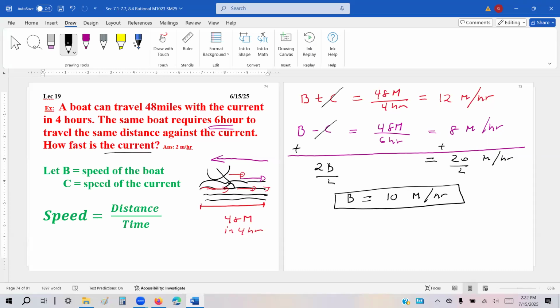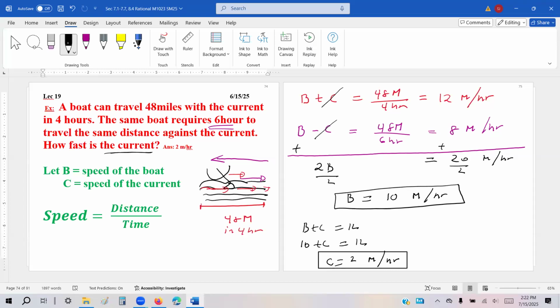But they want to know what's the speed of the current. So if you know the speed of the boat, can you know the speed of the current? Now you can plug this. Great. We know B plus C is 12, and we already know B is 10. So how much is C? 2 miles per hour.